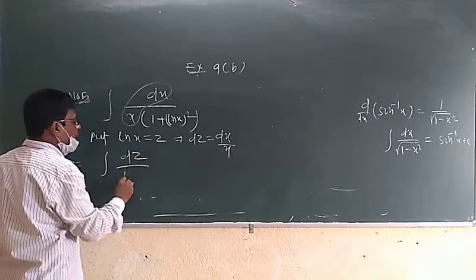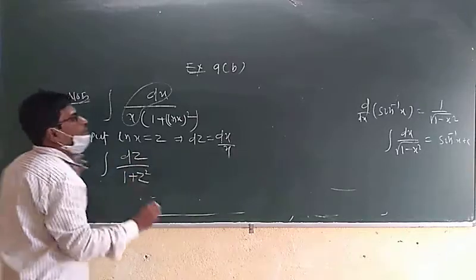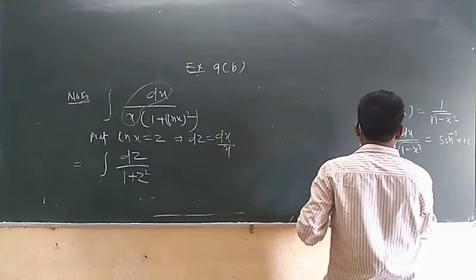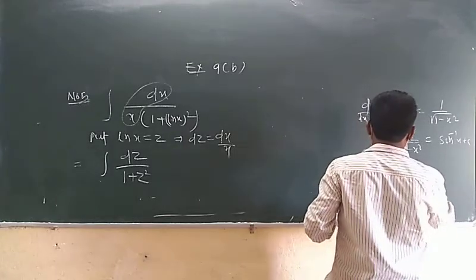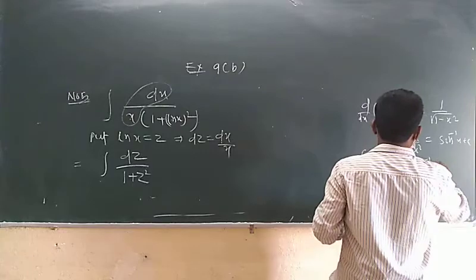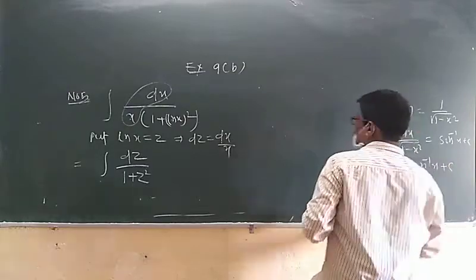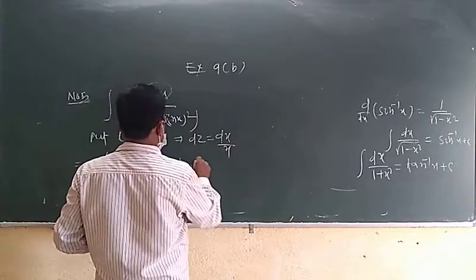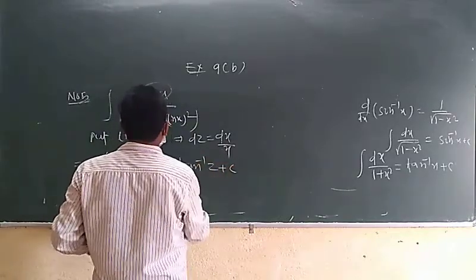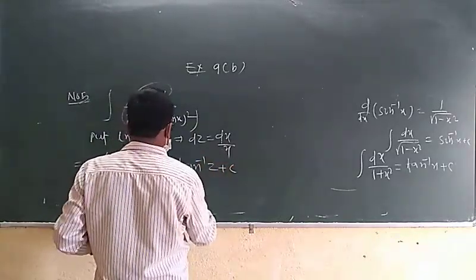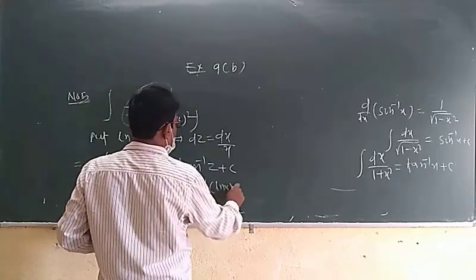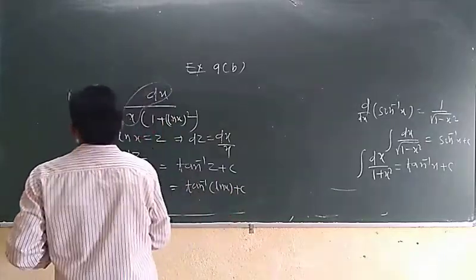So we get dz by 1 plus z square. You already know the formula: dx by 1 plus x square is equal to tan inverse x, because the derivative of tan inverse x is 1 by 1 plus x square. So dz by 1 plus z square is equal to tan inverse z plus c. Put the value of z, z is ln x. Tan inverse ln x plus c. That is your answer.